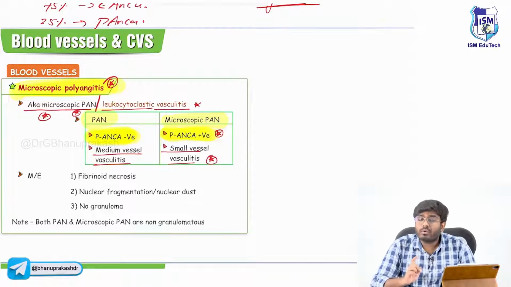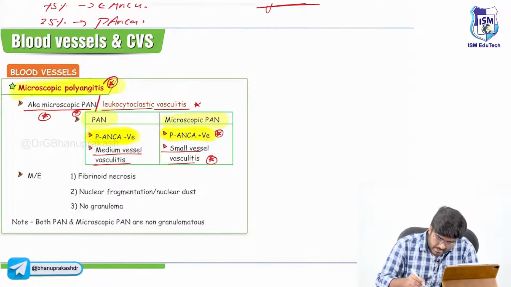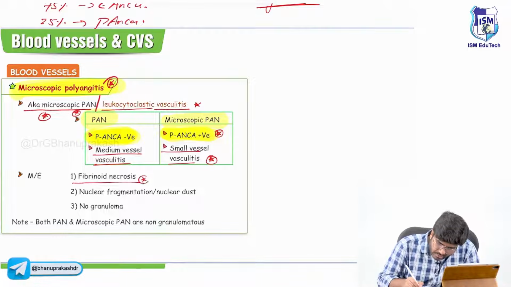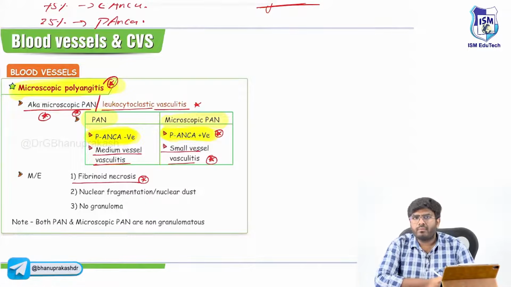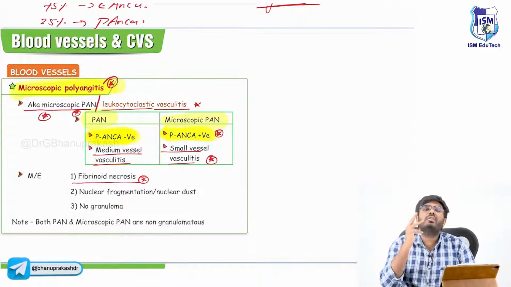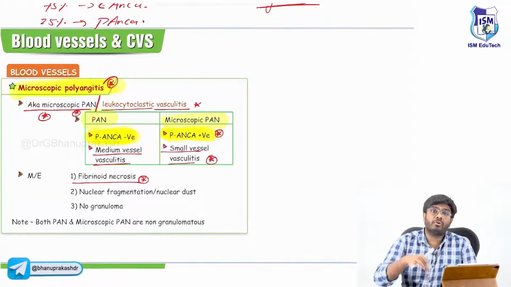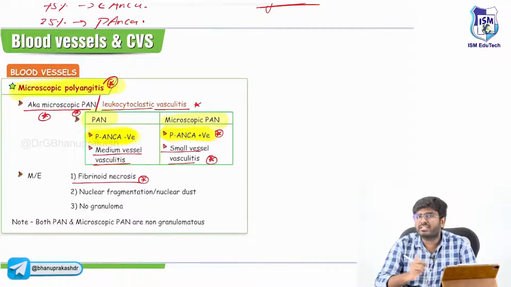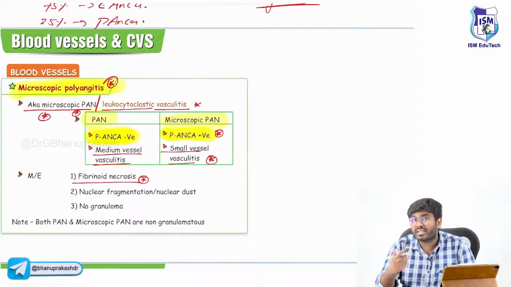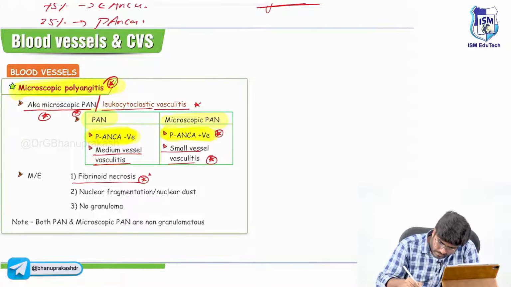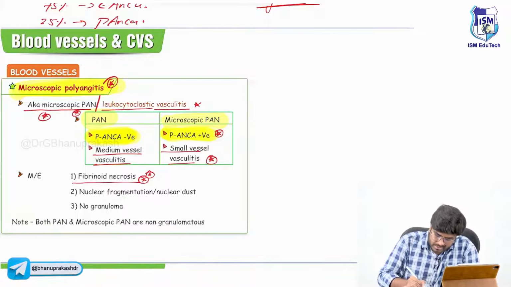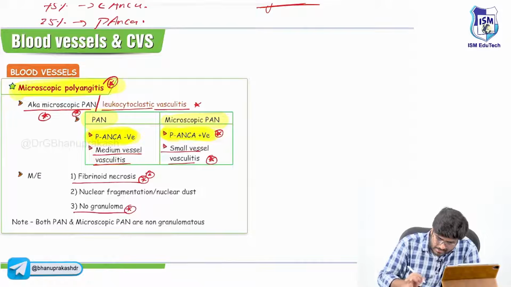Now, the third thing which we are going to discuss. Even this is going to cause fibrinoid necrosis. Where have we seen necrosis so far? We have seen necrosis in 3 places: polyarteritis nodosa, Wegener's granulomatosis, which is also an example of necrotizing vasculitis, and microscopic polyangiitis or microscopic PAN, which causes fibrinoid necrosis. But this is non-granulomatous. No granulomas are seen.